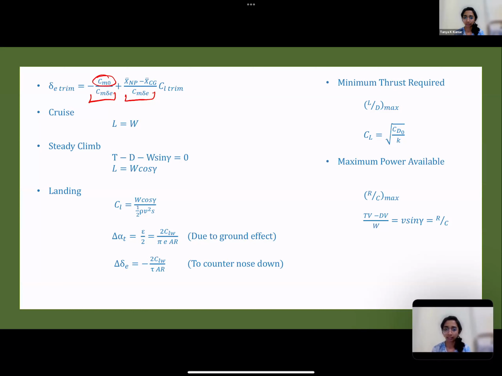But other than that, the stability graph is CM versus alpha, right? So it's pitching moment versus alpha. How should the graph look? Positive or negative intercept, positive or negative slope? The two parameters we need to describe a graph are slope and intercept. Negative slope, correct, which is what is required for a stable aircraft. The only criterion, in fact, for a stable aircraft is that the slope should be negative. And yes, the intercept should be positive.